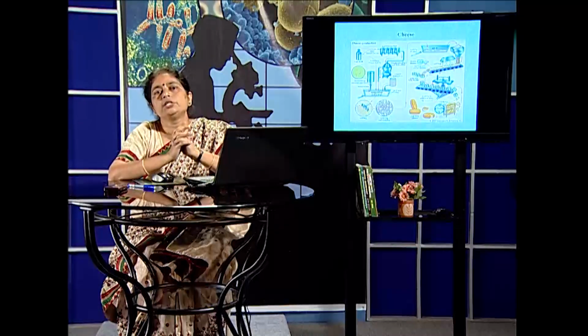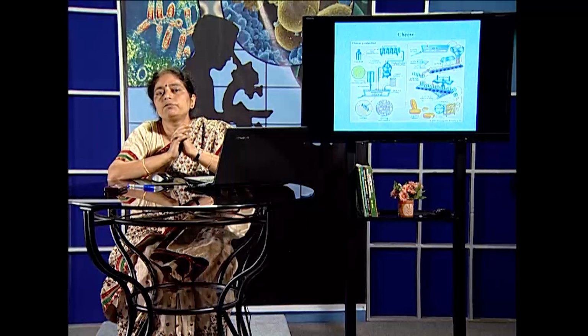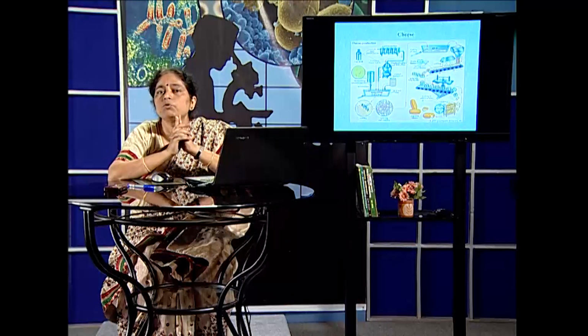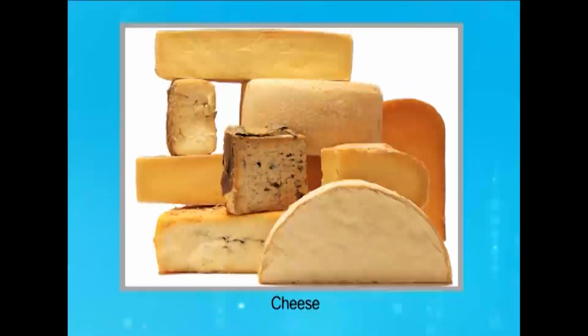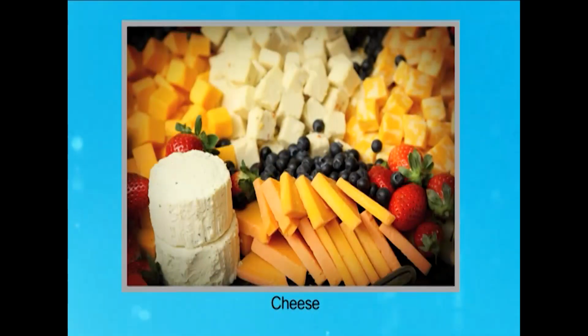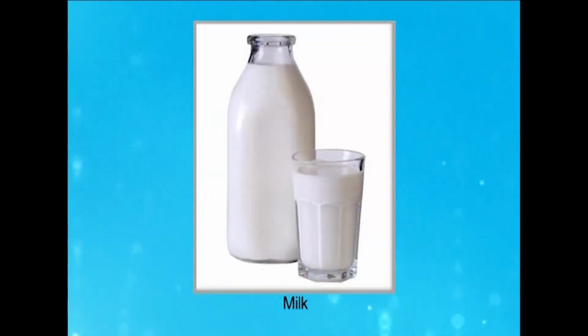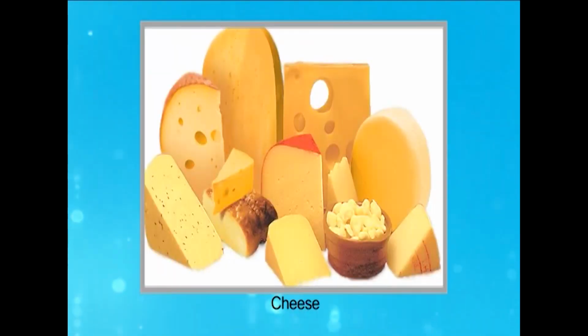Now different species of Penicillium are used for the manufacture of different types of food items, and the most important food product that is produced by the use of the mold Penicillium is cheese. Cheese, we all know, is manufactured from milk through lactic acid fermentation. Now this fermentation takes place whenever we add the enzyme called rennet.